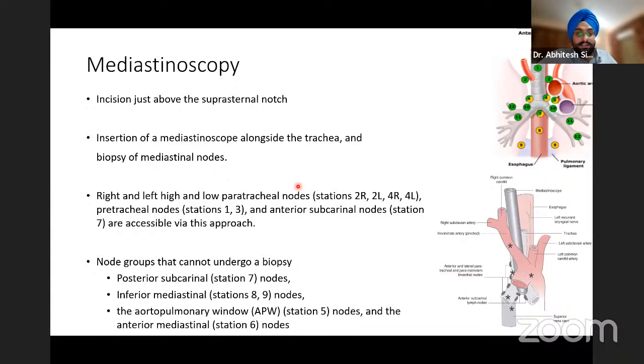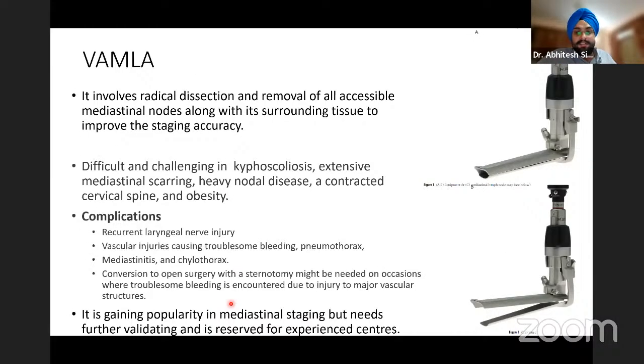I'll just briefly describe what mediastinoscopy is. We make a small incision above the suprasternal notch, and then with blunt dissection, we make a space just anterior to the trachea and posterior to the great vessels. Here we can visualize the paratracheal nodes and the subcarinal nodes. These are the stations which are accessible. The stations which are not accessible are mainly the AP window, station 5 and station 6.